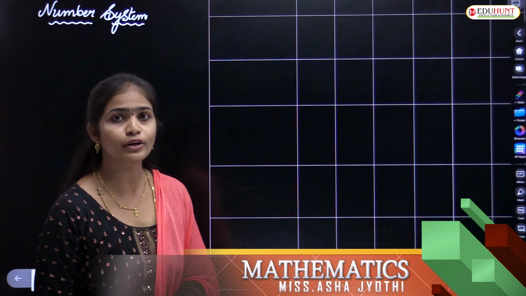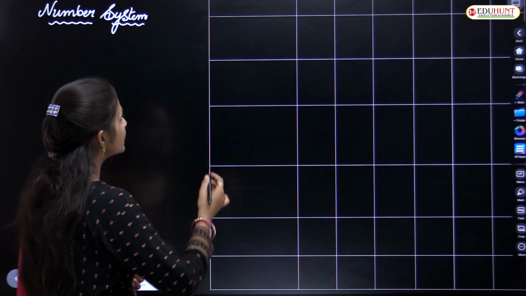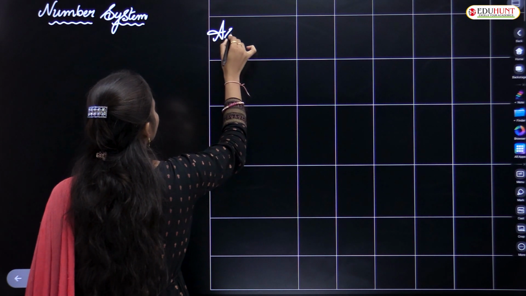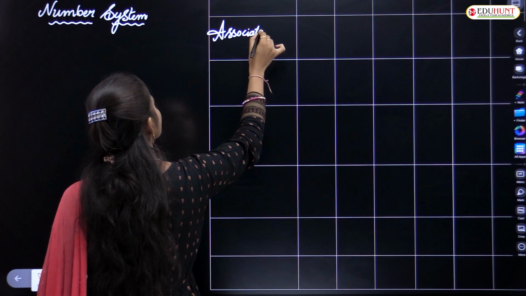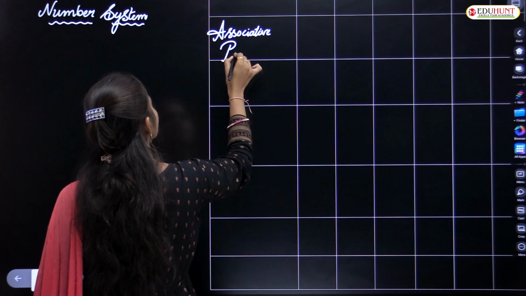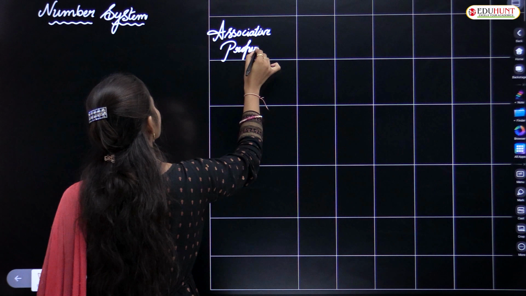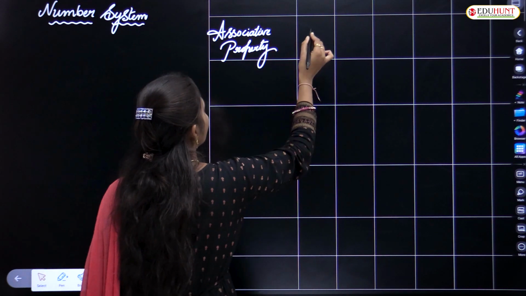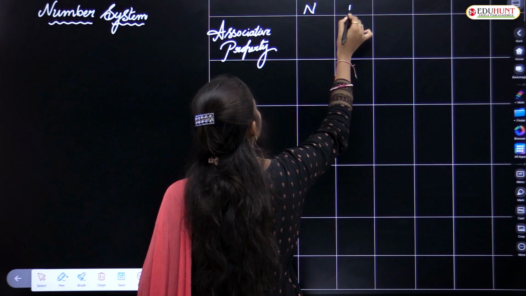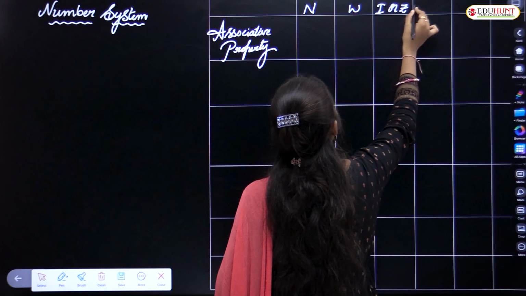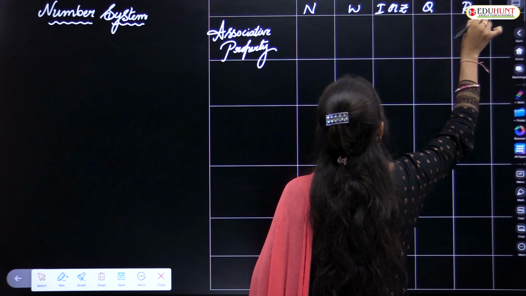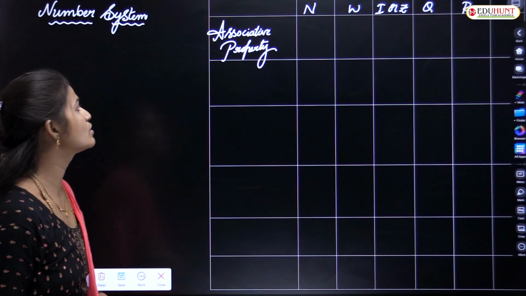So hi children, in the previous video we discussed the commutative property, right? In this video we are going to discuss the associative property. So what is the associative property? We will see the associative property under natural numbers, whole numbers, integers, rational numbers and real numbers.